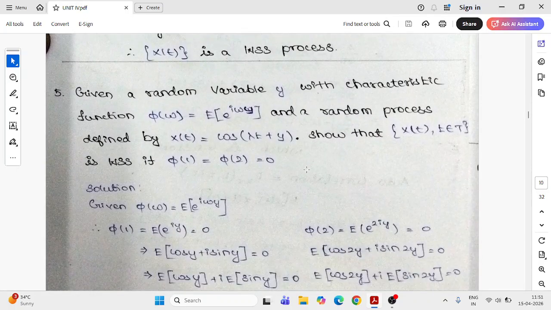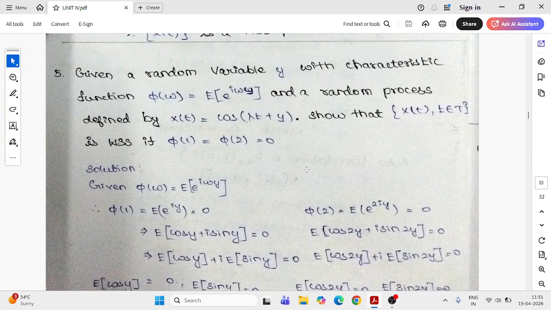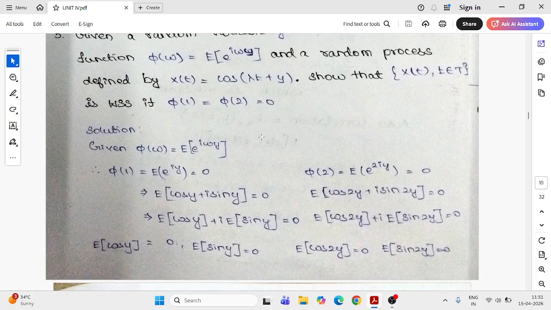Okay, next we will see a very simple problem. Given a random variable Y with a characteristic function Φ(ω) equal to the expectation of e^(iωY), and a random process defined by X(t) equal to cos(λt + Y). We are supposed to show that X(t), where t belongs to the index set T, is a WSS process, and they have given the condition Φ(1) equal to Φ(2) equal to 0. These conditions should be made use of.